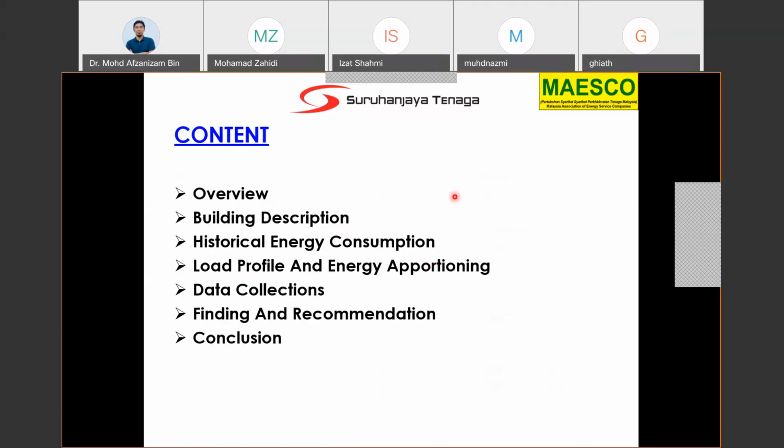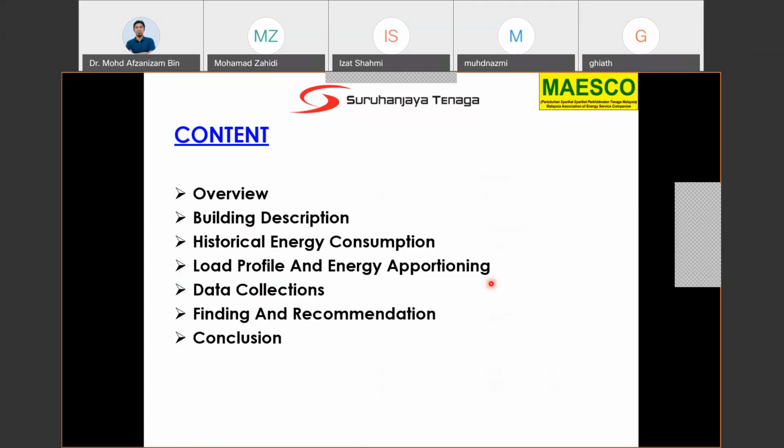Okay. Next, load profile and energy apportioning. It's also good to have, because while you have the historical data, normally it is in the form of very basic or crude data, so you need to do some analysis. Put it in the form of maybe a daily basis, monthly basis, machine basis or line operation basis, to monitor and investigate the real or actual condition of each dedicated item you want to investigate.